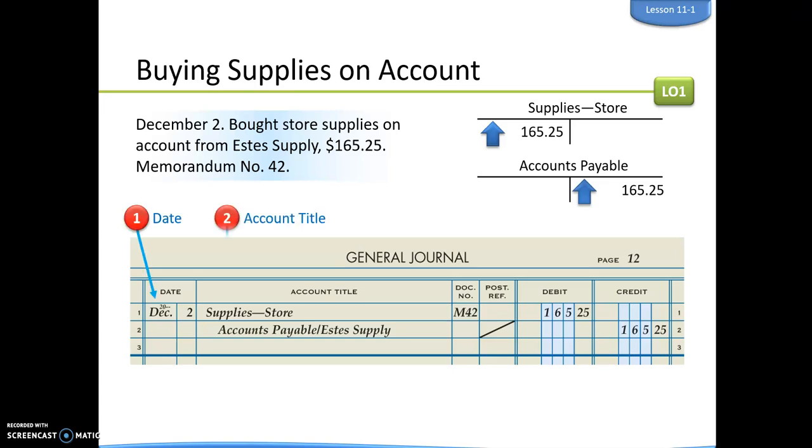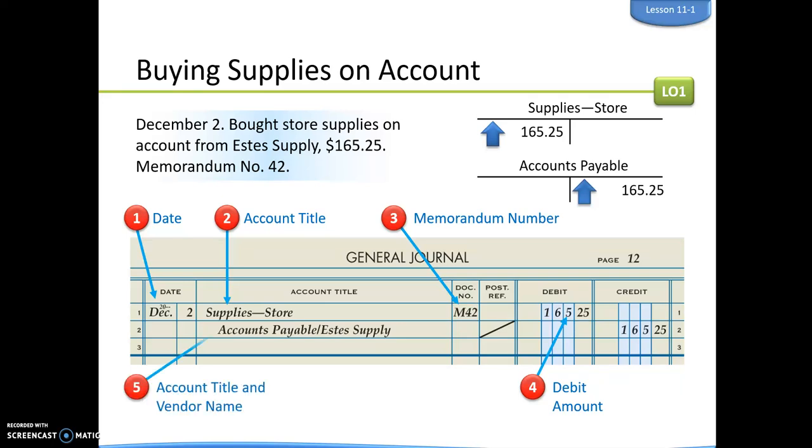Put the date, the account title, supplies store, memorandum number M42, and the debit amount 165.25. The account title and vendor name is indented on the second line. Put a diagonal line in the post-reference column because both accounts payable and SD Supply have to be posted. And then the credit amount 165.25.